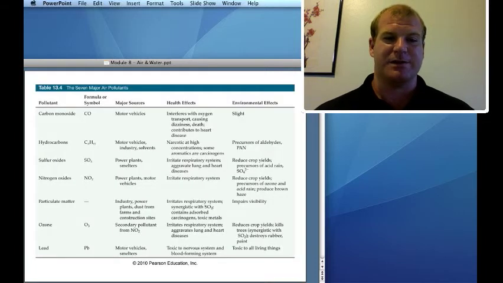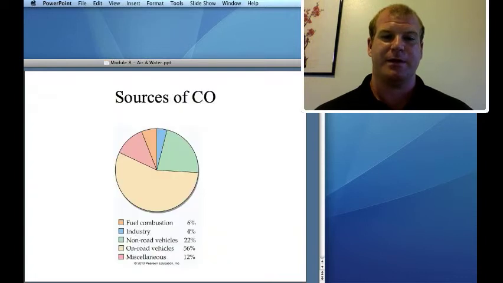So here are the other sources. I didn't talk about lead. Lead used to be a fuel additive in gasoline, but we don't use it anymore. Carbon monoxide, where does it come from? It comes from transportation. That's where it comes from.